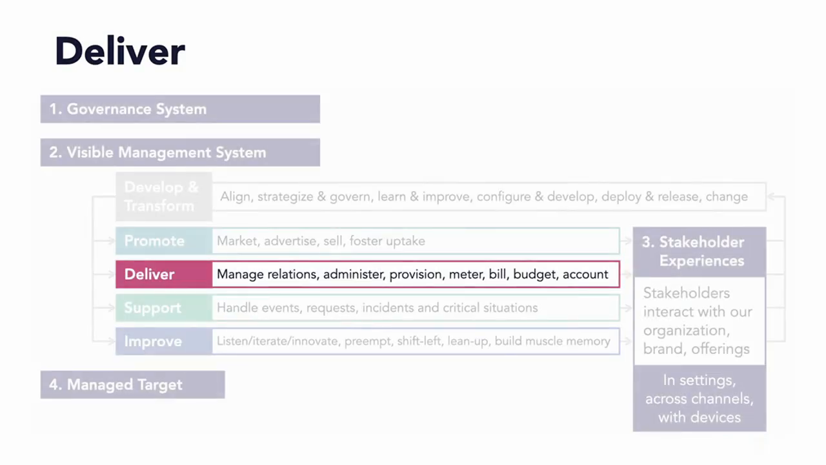Delivery is where the tire meets the road, where all stakeholder experiences happen, where all value is seen and realized by stakeholders. Delivery includes the management system disciplines that direct, control, and execute the day-to-day operation of our organization, brand, and offerings, including things like stakeholder relations, administration, provisioning, metering and billing, and budgeting and accounting. Delivery is primarily characterized by carrying out planned activities on a set schedule, with reactive aspects being important but less frequent than those that are planned.